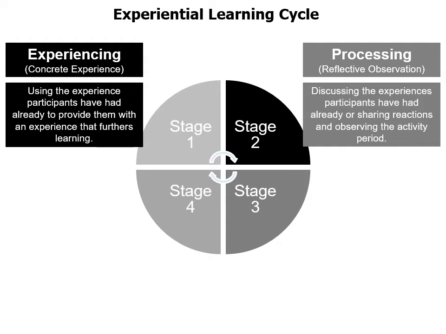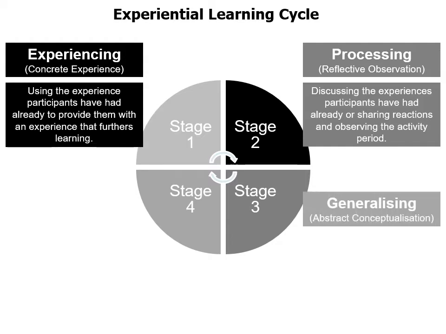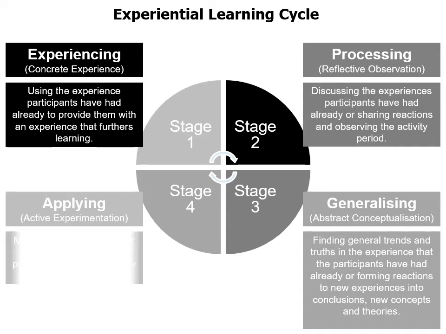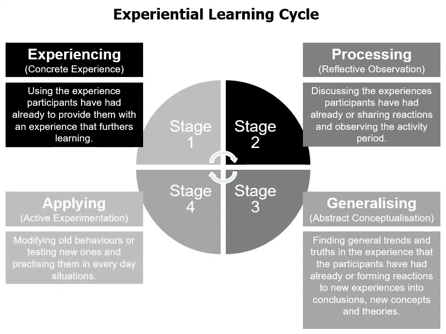observing the activity period. Stage 3 is generalizing or abstract conceptualization, finding general trends and truths in the experience that the participants have had already or forming reactions to new experiences into conclusions, new concepts and theories. Stage 4 is applying or active experimentation, modifying old behaviors or testing new ones and practicing them in everyday situations.